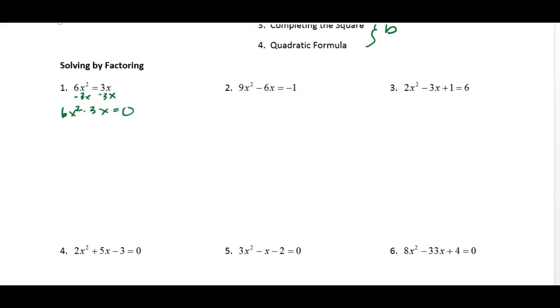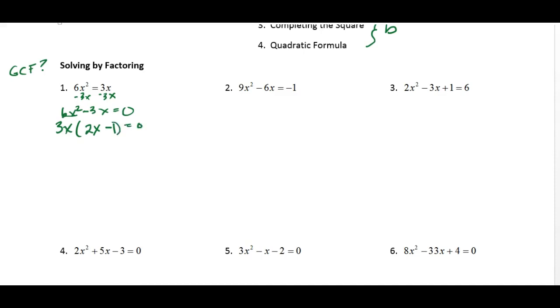Once it's equal to 0, then I want to look at how do I factor this. There's only two terms. So I can look, first of all, is there a greatest common factor? Okay, what can I factor out of both of these terms? Well, I can divide both of them by 3, and I can divide both of them by an x. So that would give 3x. And if I take 3x out of the first term, that leaves me with 2x. And the second term, if I divide that out, that leaves me with a negative 1.